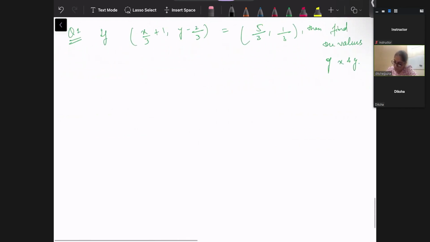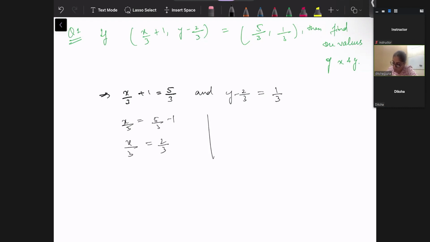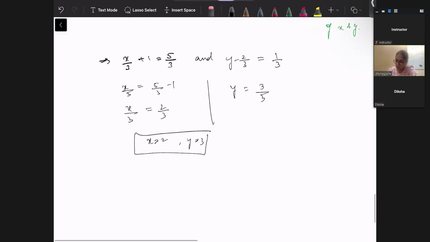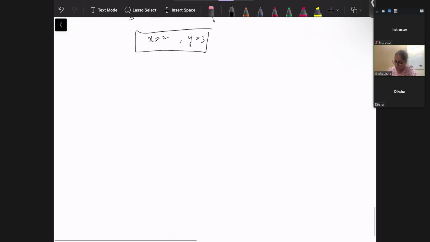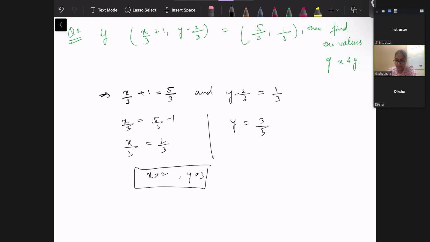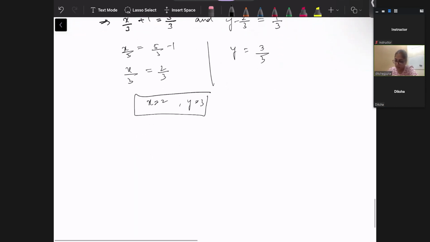So what do we do? If these ordered pairs are equal, this means that x/3 + 1 is equal to 5/3 and y - 2/3 is equal to 1/3. So x/3 equals 5/3 minus 1, which is 2/3, so x is 2. Then just basic calculation, and y is 1. All right. So this was the question on equality of two ordered pairs, right?